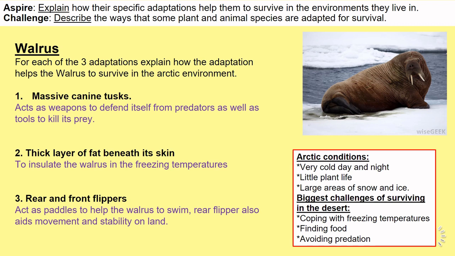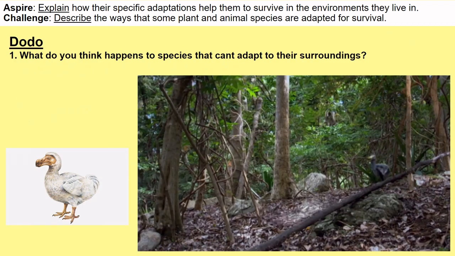Okay, so you've gone through the 8 species and their specific adaptations. We've looked at ways they are adapted for survival in either the desert or the Arctic environments, and you've given me some explanations as to how those specific adaptations help them to survive in the environments they live in. Okay, so we've had a look at some species which exist in the desert environment and how they are adapted to survive in that environment. And we've also had a look at some animal species which exist in the Arctic regions and how they survive in these environments. So we're just going to finish off this lesson by looking at the dodo.